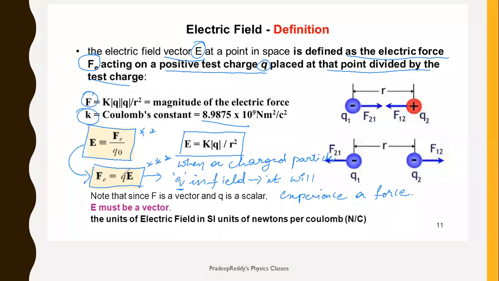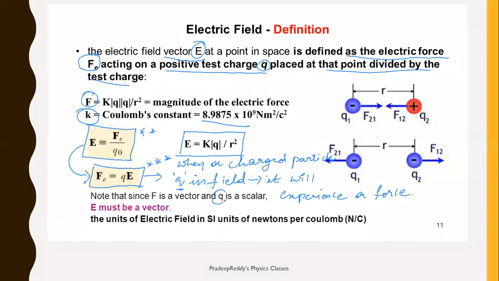Suppose q is negative, that means you are placing a negative charge in the electric field of another particular charge, then force and field will be in opposite directions. So that is a very important thing. Remember, force and field will be in the same direction if you are placing a positive charge in the field, whereas if you are placing a negative charge, force and field are opposite to each other.